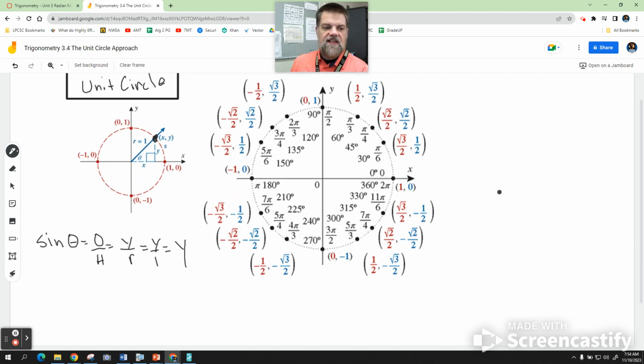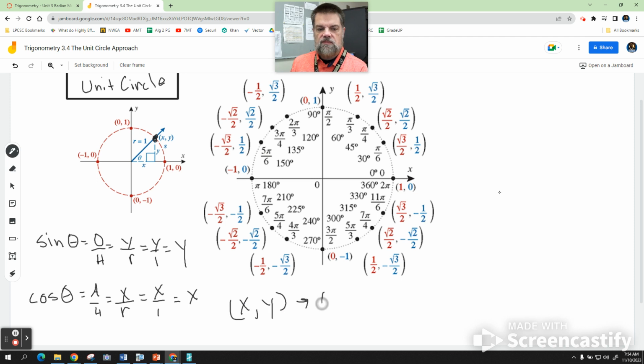And I said that before, but I wouldn't be surprised if you guys don't remember all that. So then cosine of theta, same thing, except it's the adjacent over the hypotenuse, but on the two-dimensional Cartesian plane, it is x over r. R is equal to 1, so it's really x over 1, and so cosine is x. So that's where this x comma y on the unit circle is actually cosine of theta, sine of theta. Okay?